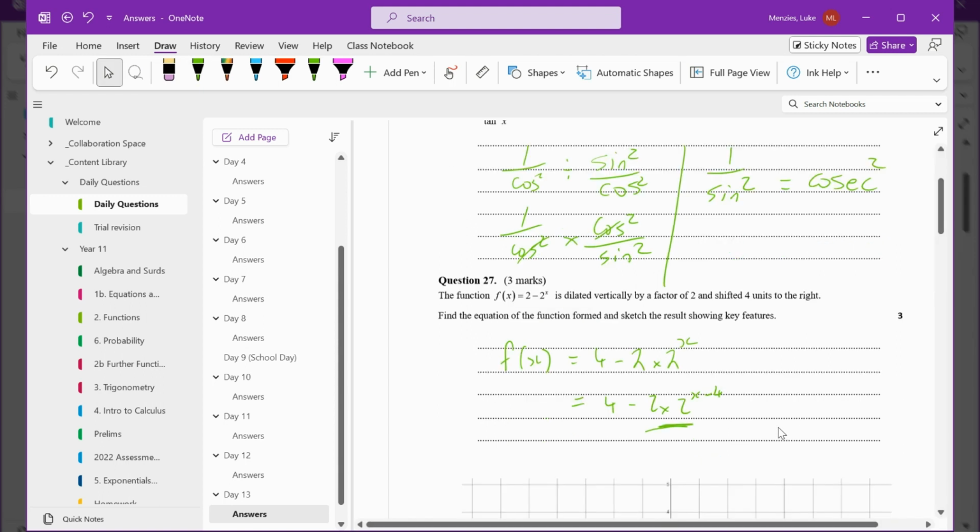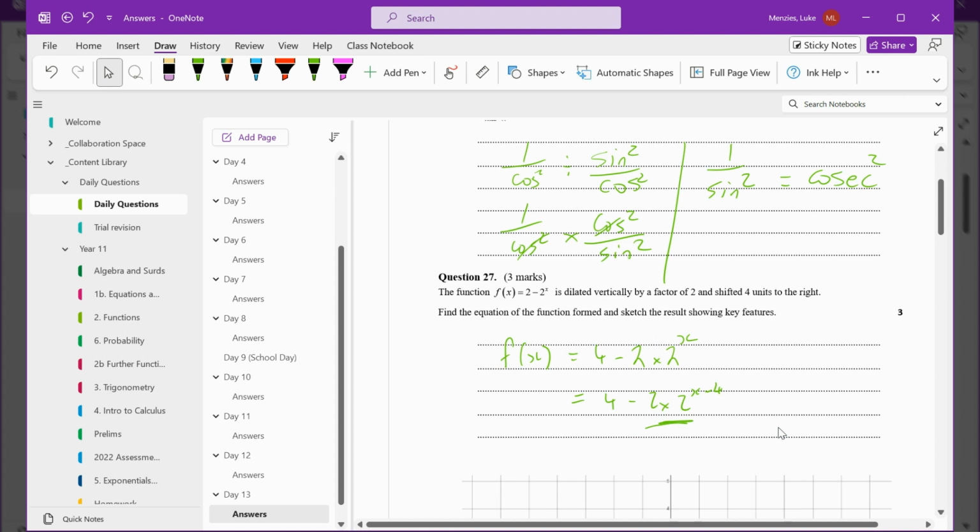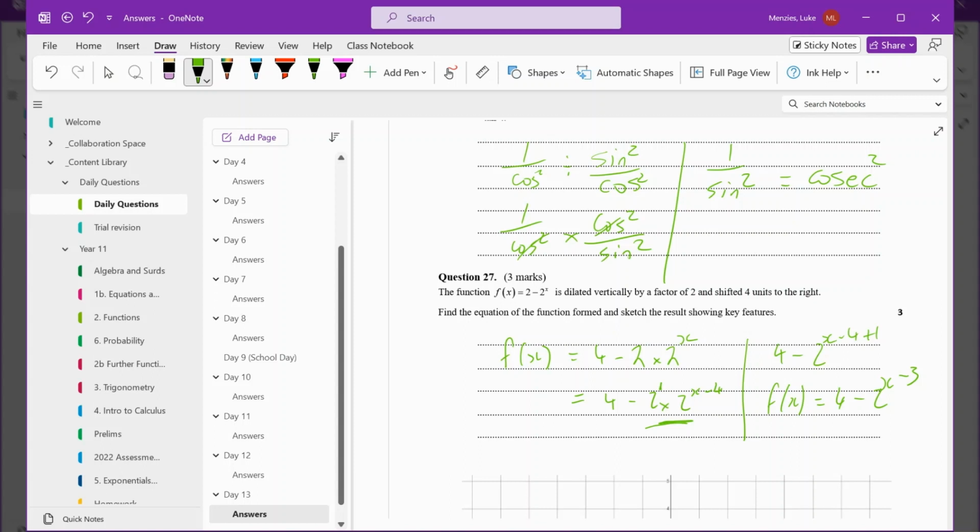Okay. The whole reason to do it was for this part right there. Because what we can do is use our index laws and say 2 is the same as 2 to the 1. Now, times becomes plus. So what that actually changes this to is 4 minus 2 to the power of x minus 4 plus 1, which is, we should write f of x. f of x is equal to 4 minus 2 to the x minus 3. Okay, so a simple concept in terms of the translation, but very different to something you've probably seen before.